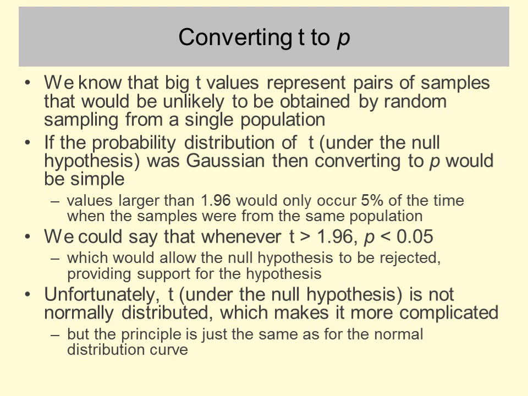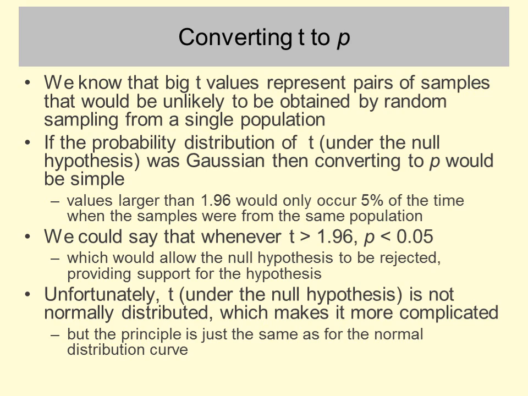Okay, let's move on to look at how we convert a t-statistic to the all-important p-value. We already know that when t is bigger, that means a pair of samples is rather unlikely to be obtained just by random sampling from a single population. But we need to be more exact. We need to actually calculate a value that we can report.